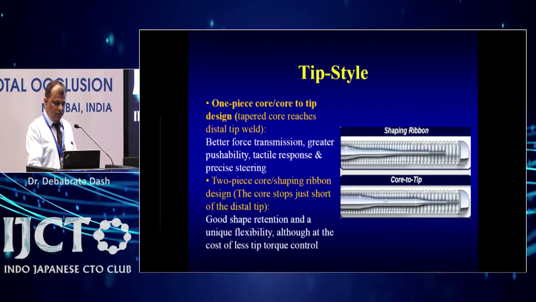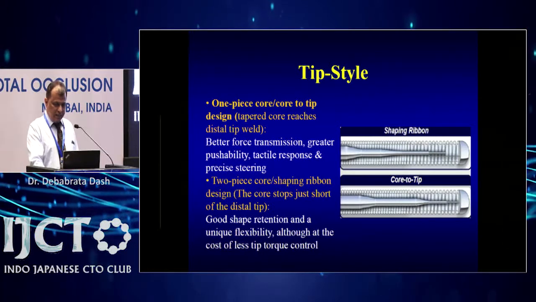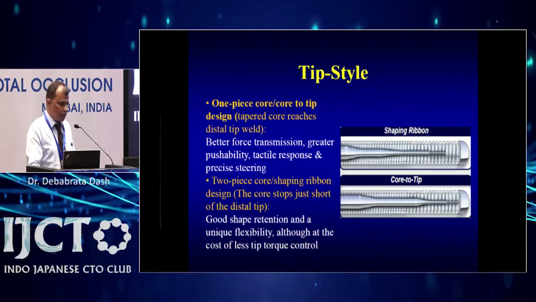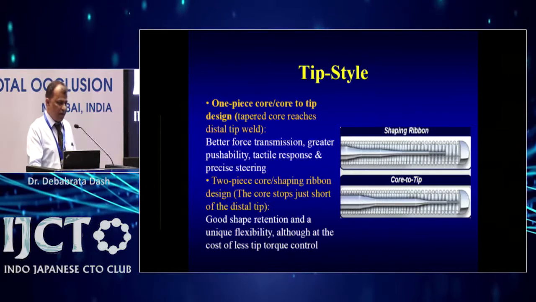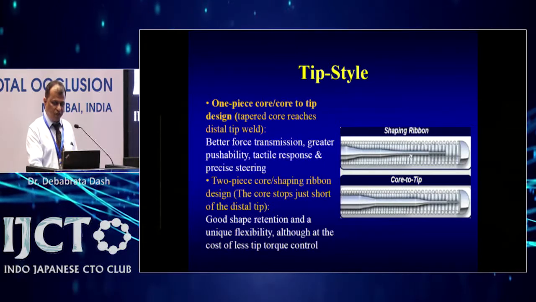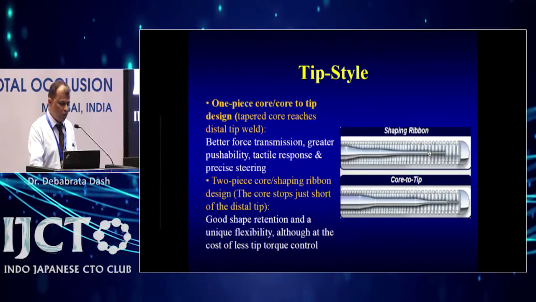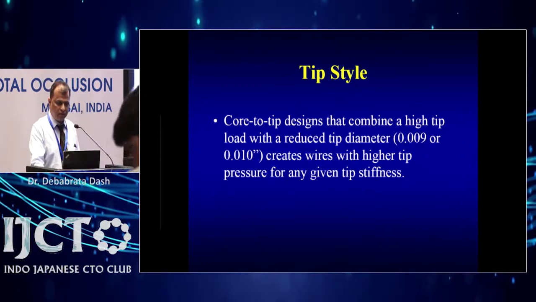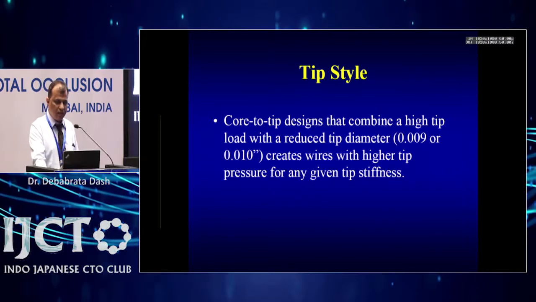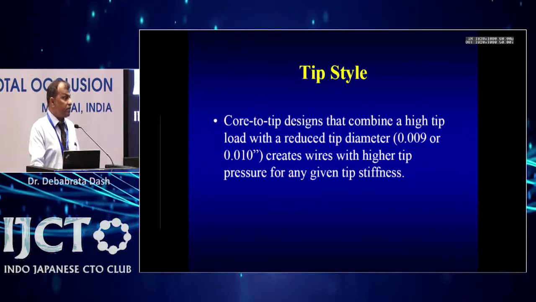This tip is of two types. This is core to tip. Here the tapered core reaches the distal tip weld, and it helps in better force transmission, greater pushability, tactile response and precise steering. Another design is shaping ribbon. Here, as you can see, the core ends here, it falls short of the distal tip. So this is more flexible and it helps in shape retention. The core to tip design that combines high tip load with a reduced diameter creates a wire with a tip pressure that is higher for any given stiffness.